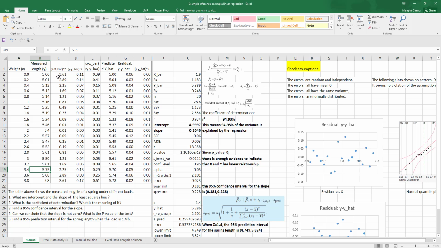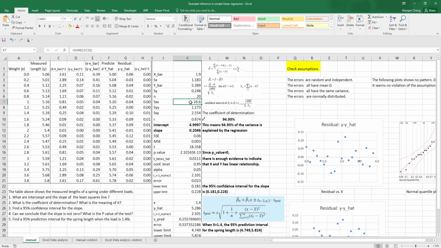So what we need to calculate: what is x bar, what is y bar? Let's just use Excel, take the average, that's the mean. And what's the sample standard deviation? We use the Excel function, the standard deviation of the sample, and we calculate the sample standard deviation.